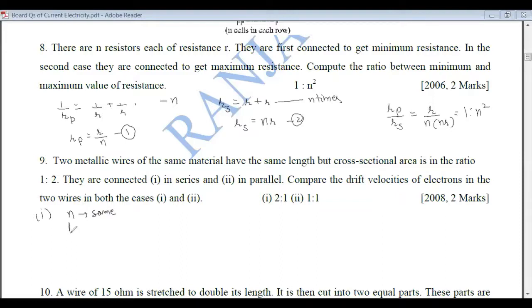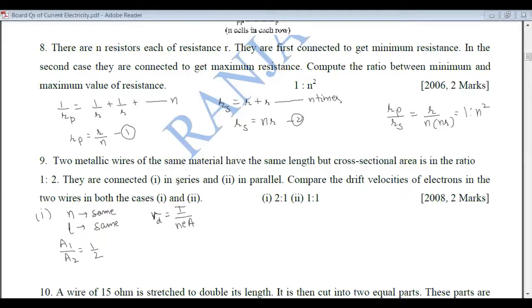The length of the wire is the same as given in the question. But the ratio of the cross-sectional areas A1 is to A2 is 1 is to 2. Now we know that I is equal to NEAVD. So VD will be equal to I upon NE into A.